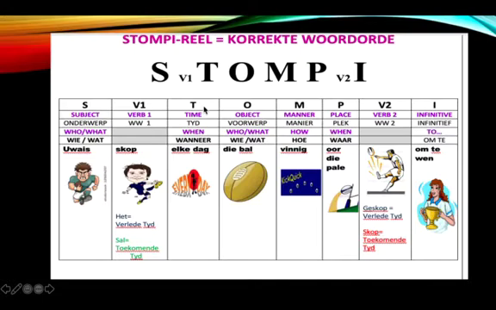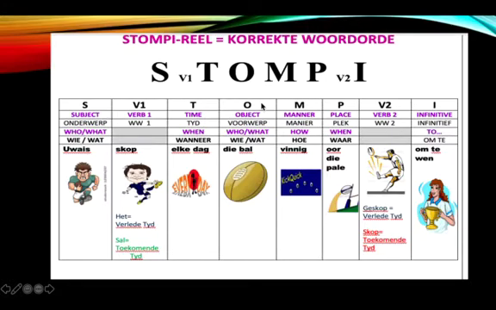Then we have T, which stands for time. Time in Afrikaans is tyd. And that tells you when something is happening, okay, or going to happen, or something happened. In this case, elke dag, every day.